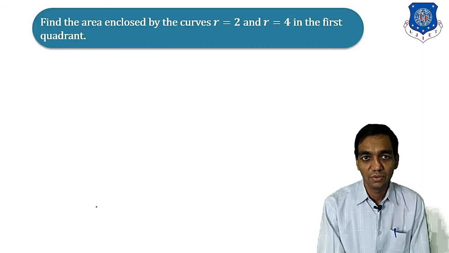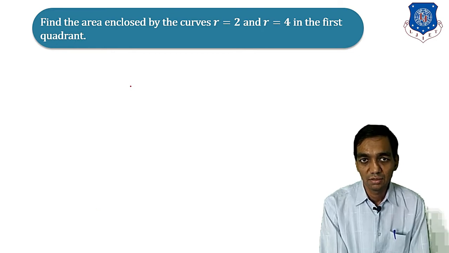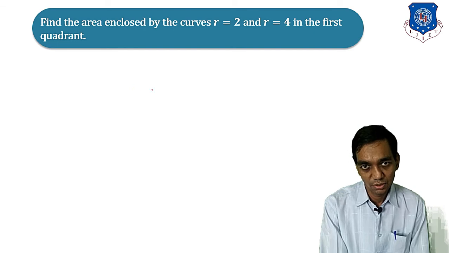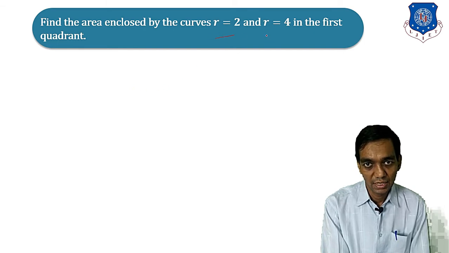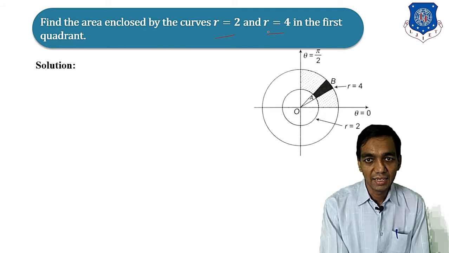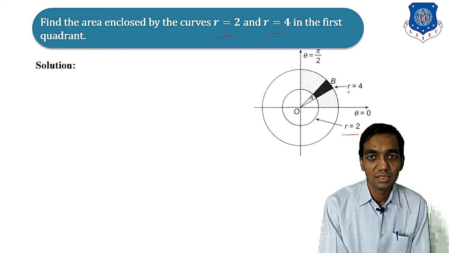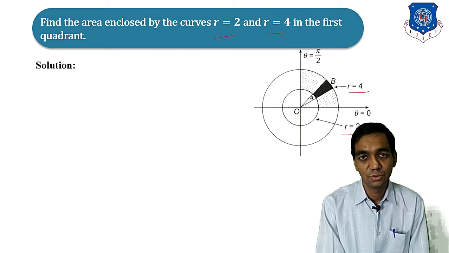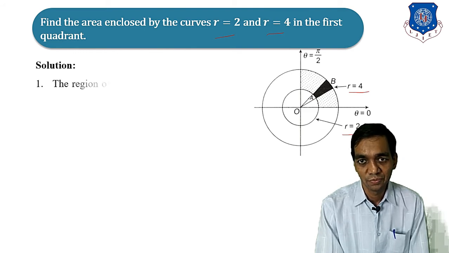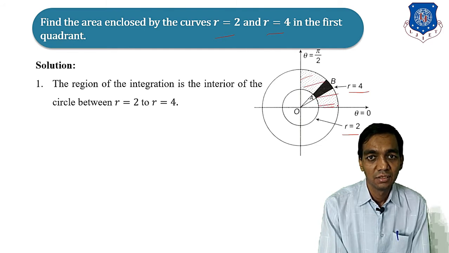Now we are going with one more example. Find the area enclosed by the curves r is equal to 2 and r is equal to 4 in the first quadrant. Now again, r is equal to 2 is a circle having radius 2, center 0, 0. r is equal to 4 is a circle with a radius 4 having center 0, 0. And you have been given the area in the first quadrant. So this is the area which you have to integrate, correct?